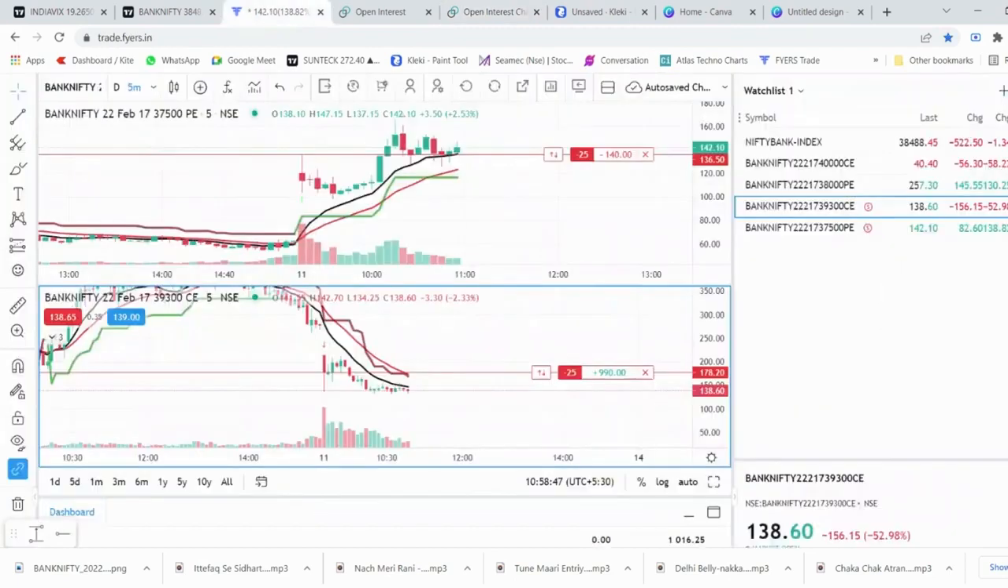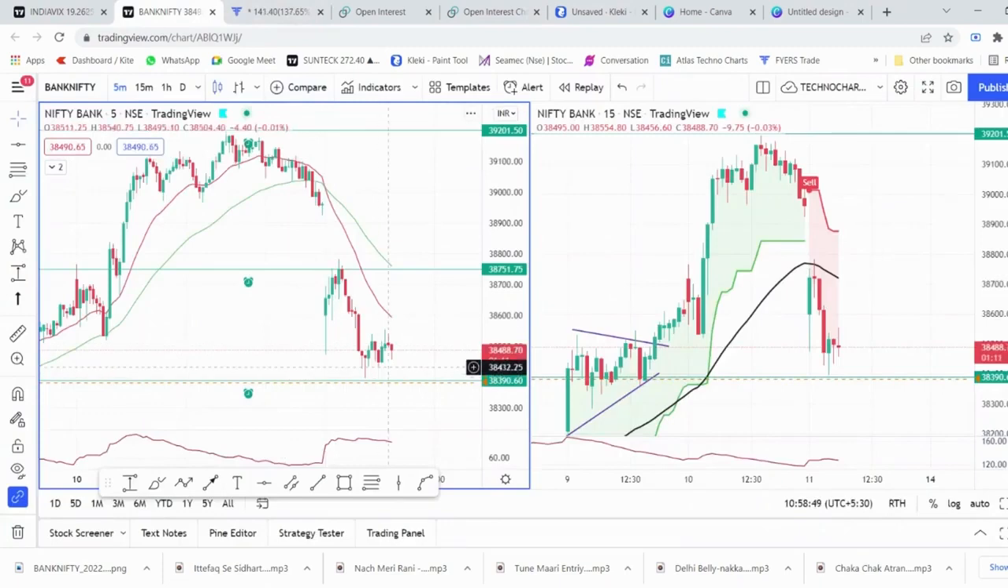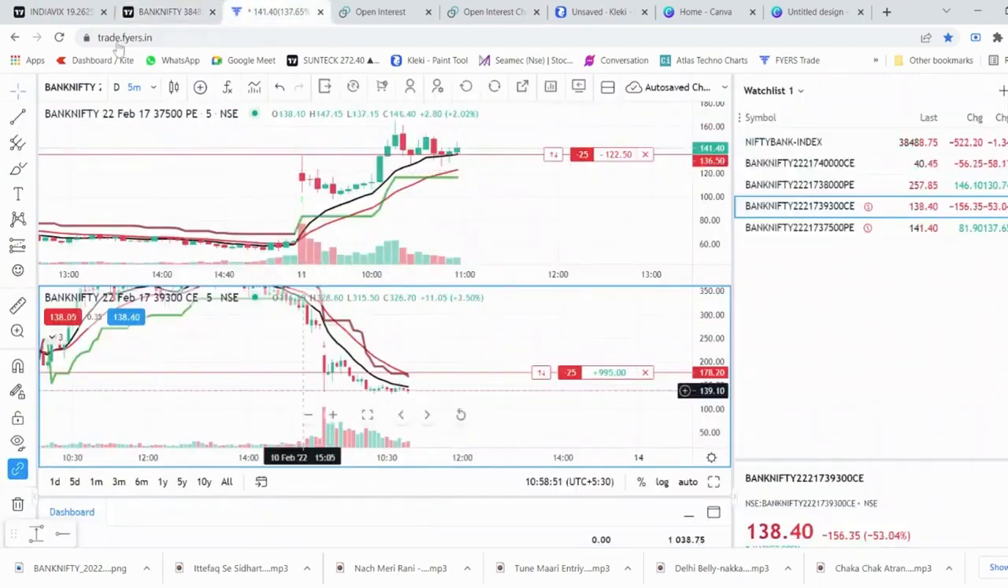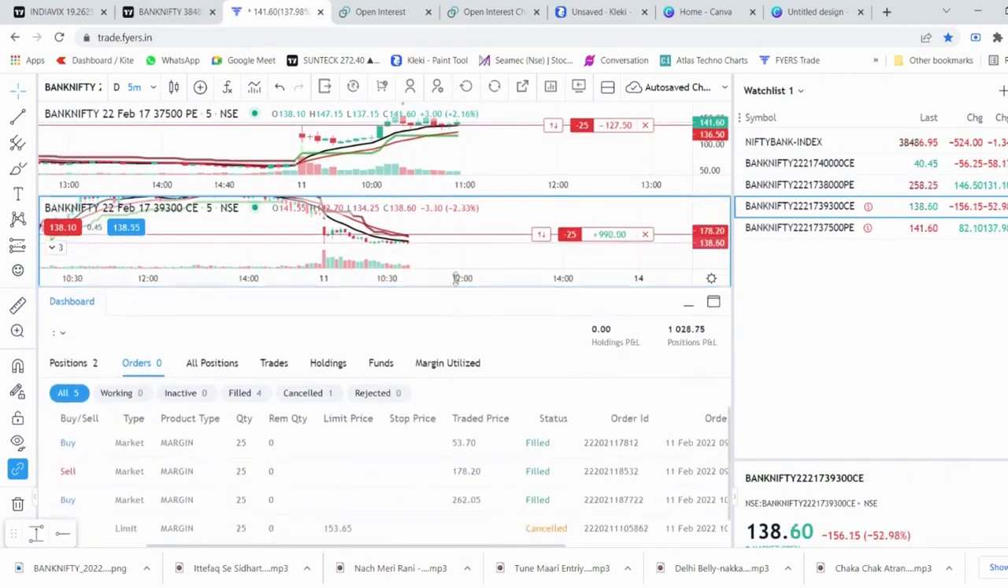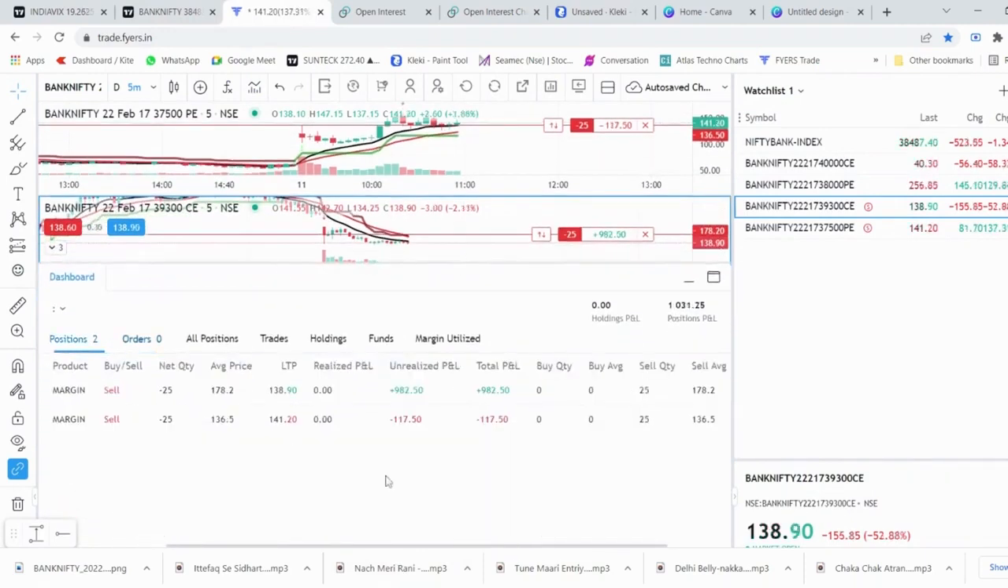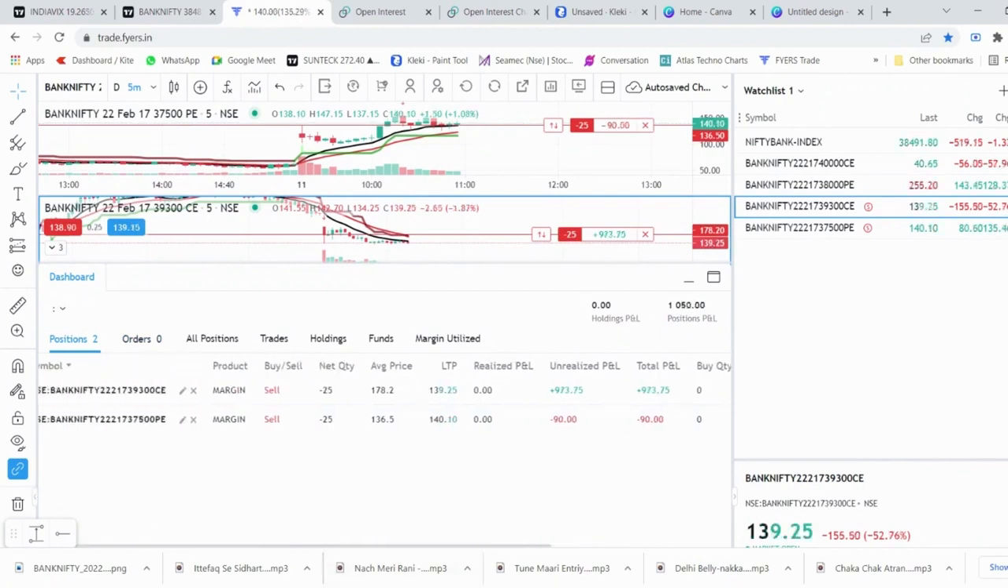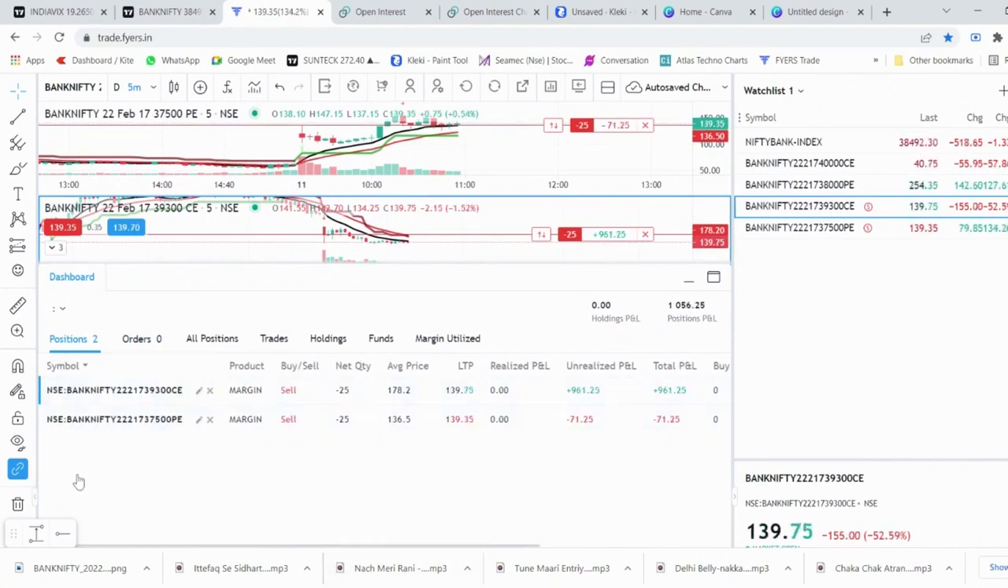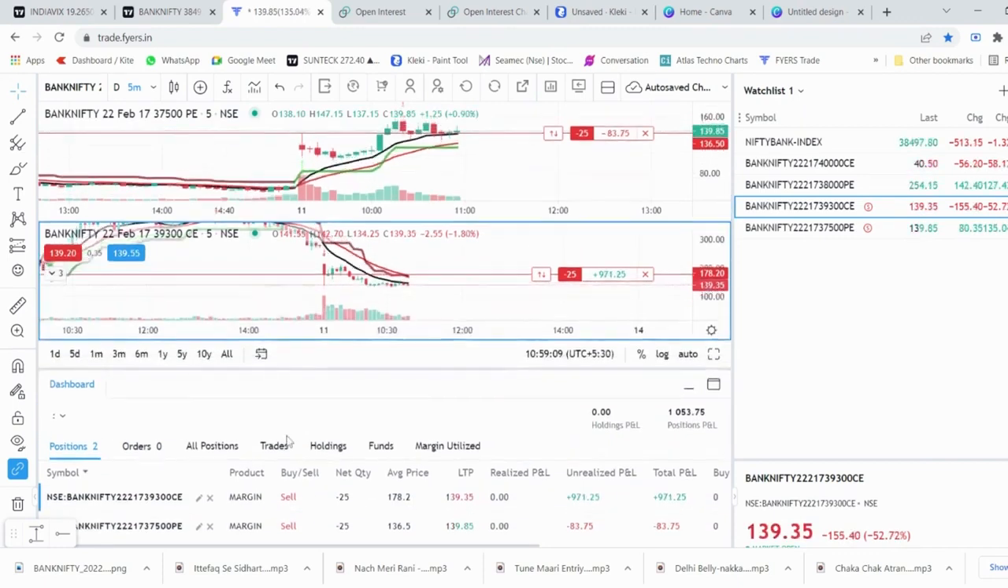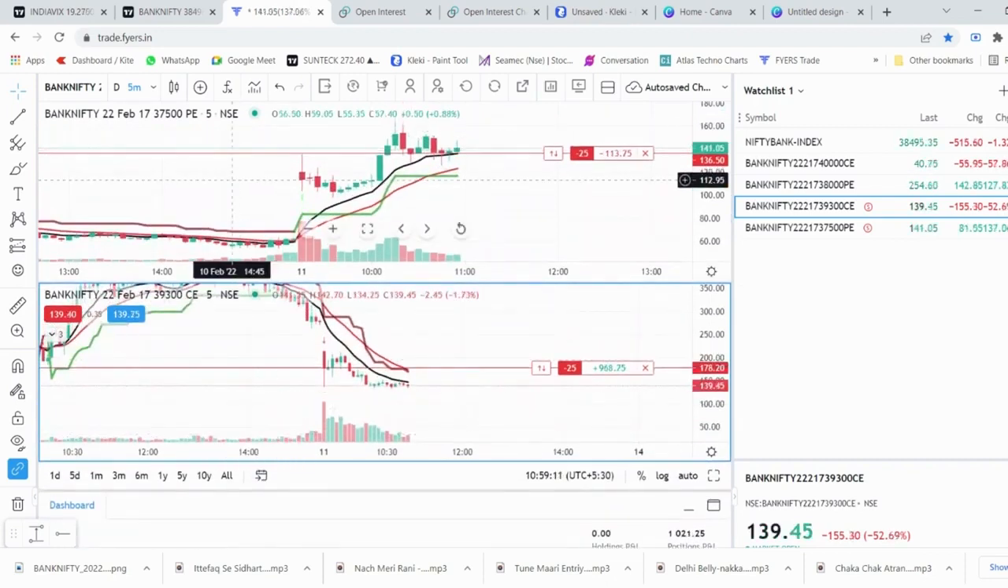So for that reason, I have sold around what I have sold. One second. In this chart, we can see I have sold 37,500 PE, right? So I have sold 37,500 PE. That is around 1,000 points below.